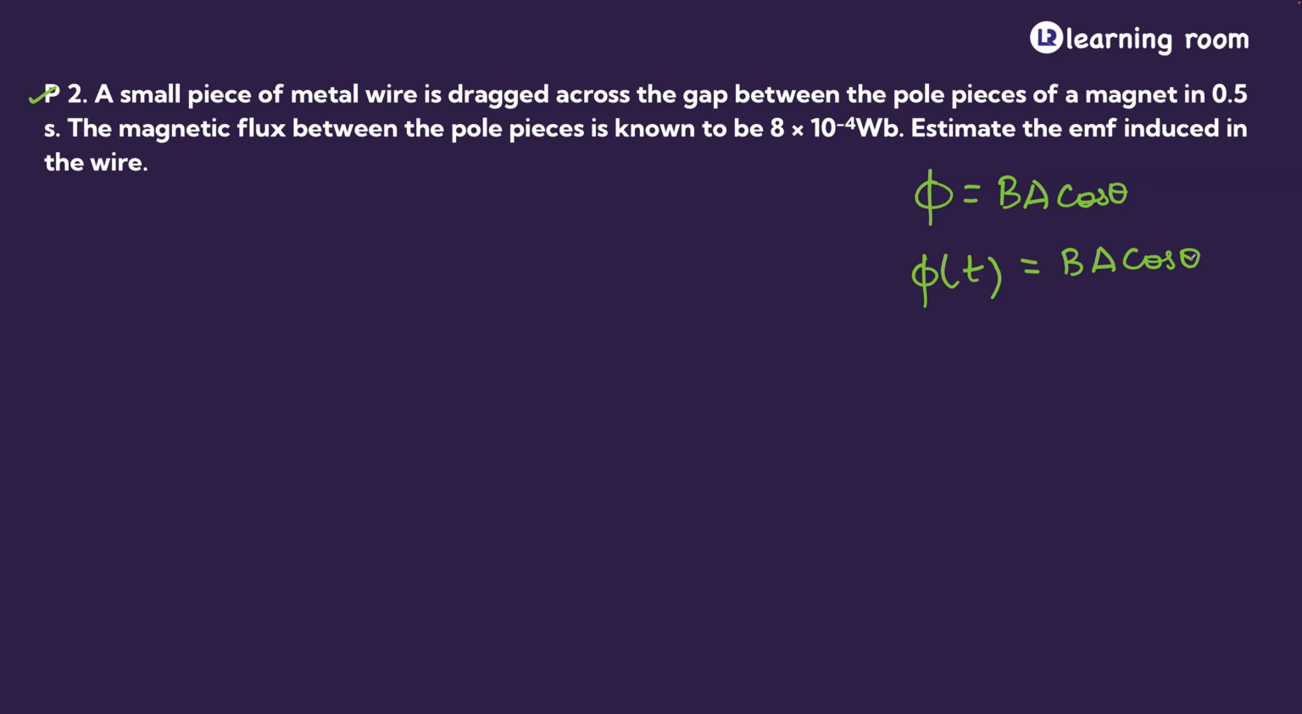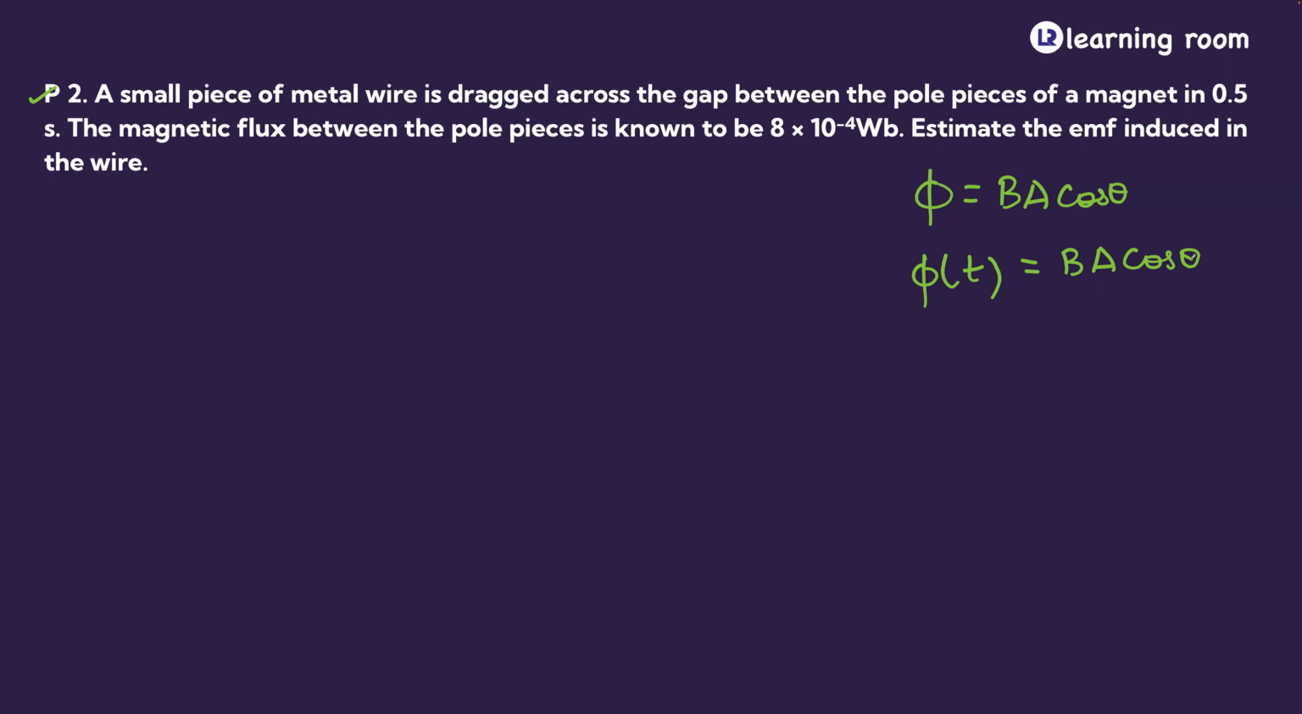Now, my question in this is, why I told you the story is, even before you completely read the question, you have to think whether there will be an EMF induced or not. So what are they saying? There is a small piece of metal wire which is dragged across the gap between the pole pieces of a magnet in 0.5 seconds. So there is a gap and the coil is moved. When this coil is moved, can you tell me out of these three parameters, which parameter is changing?